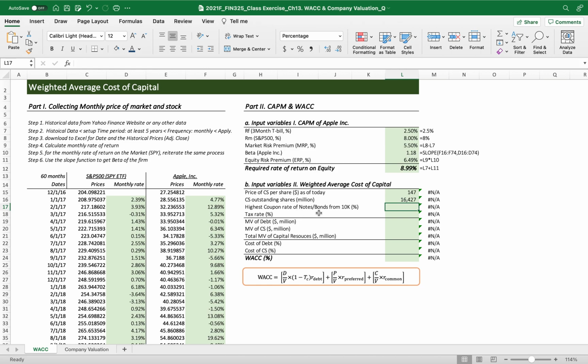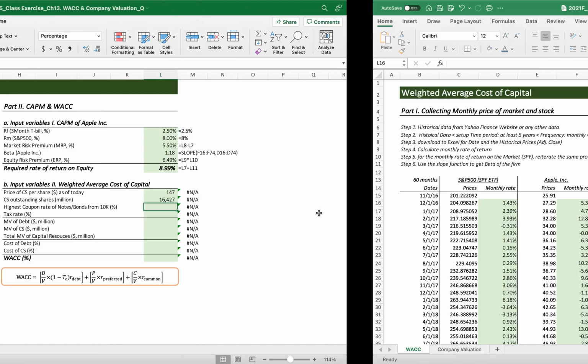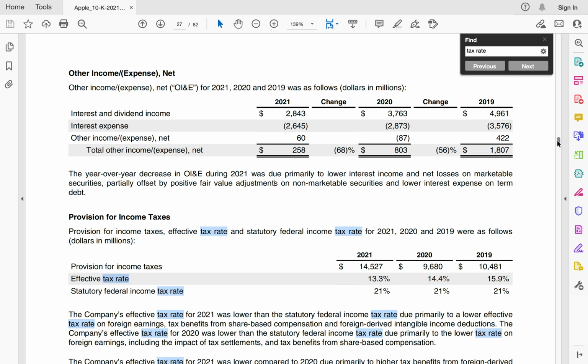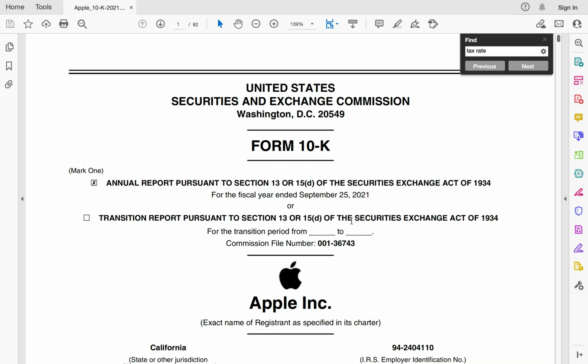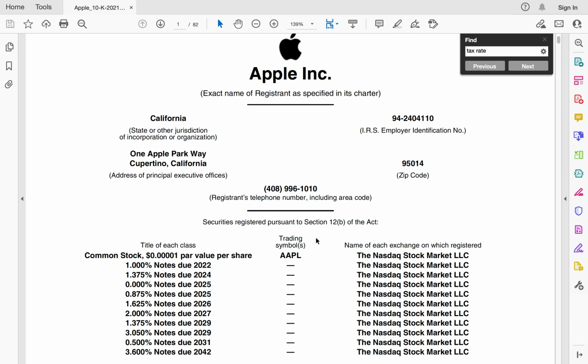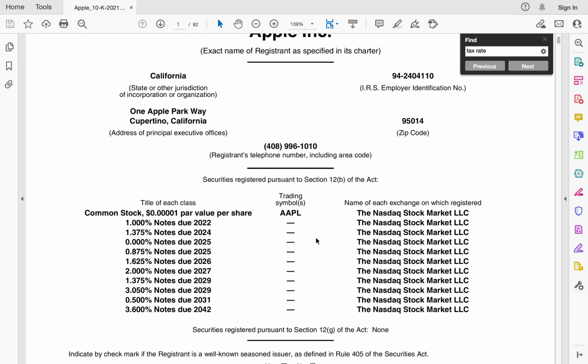The reason why we use this highest coupon rate: you can use an average coupon rate that the company has issued, or you can calculate a YTM, yield to maturity, of the recently issued bond. But I want you to use the Apple 10K. There are a lot of ways to calculate the cost of debt, but I want you to follow the most conservative way, to use the highest coupon rate the company recently issued.